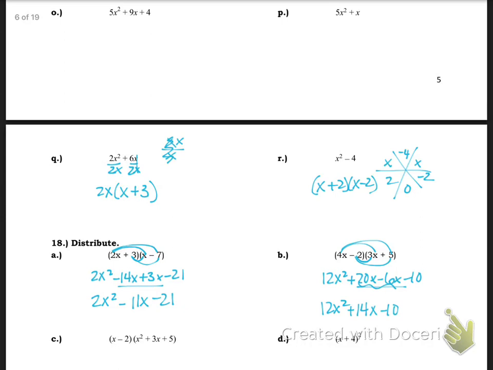Okay, this one's a lot of rainbows. So x times x squared is x cubed. X times 3x is 3x squared. X times 5 is 5x. Now I do my negative 2, so negative 2 times x squared is negative 2x squared. Negative 2 times 3x is negative 6x, and negative 2 times 5 is negative 10. Make sure you're writing it in standard form, so I've got my cubes. Now if I combine my squares, and then if I combine my x's here, so negative 1x and negative 10.